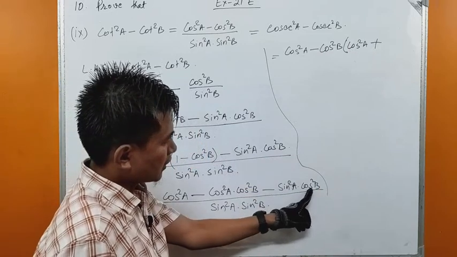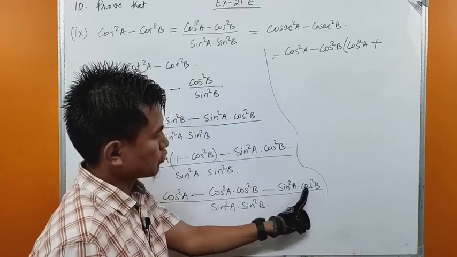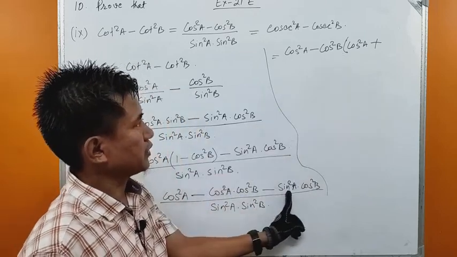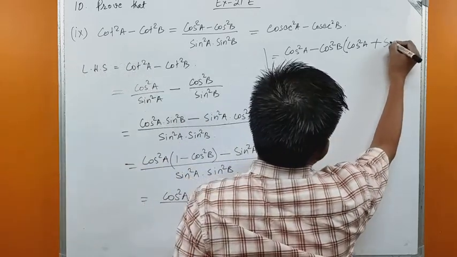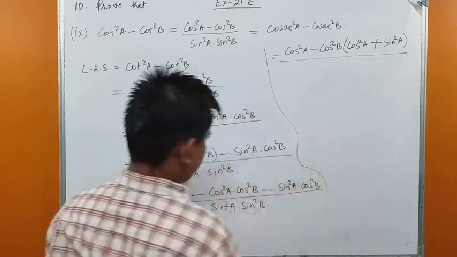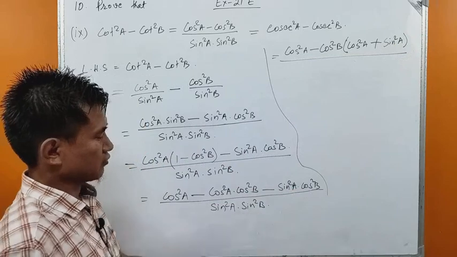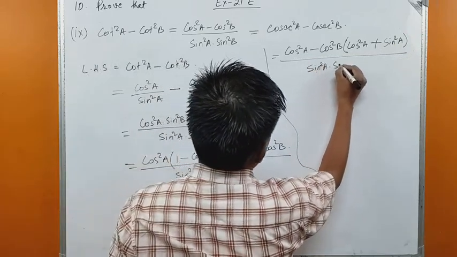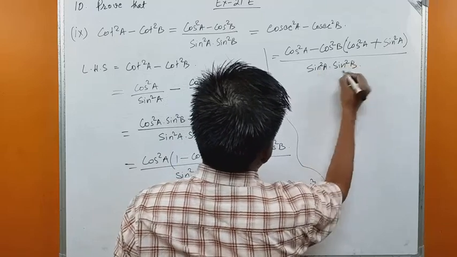Now sin square a into cos square b, these two are here, so cos square b is taken out, now sin square a remains within the bracket, sin square a, isn't it? In the denominator we have sin square a into sin square b.